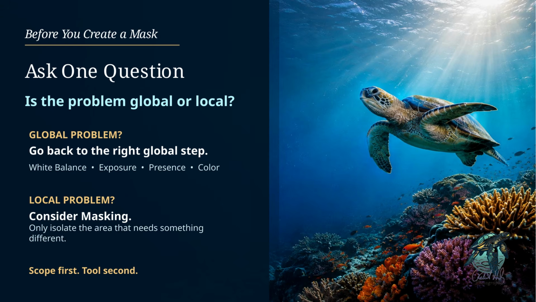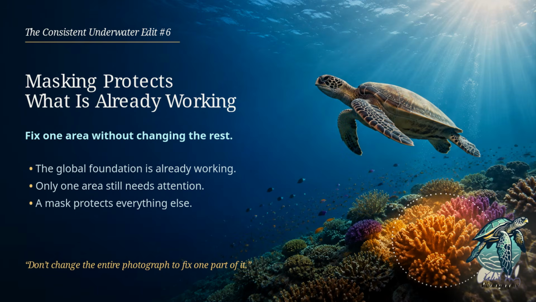Once you know the problem is local, the next goal is to protect everything else that is already working. Imagine that your global adjustments are finished. The water has the color and depth you want. The overall exposure feels balanced. The subject has good presence and colors look natural. But one area still needs attention.